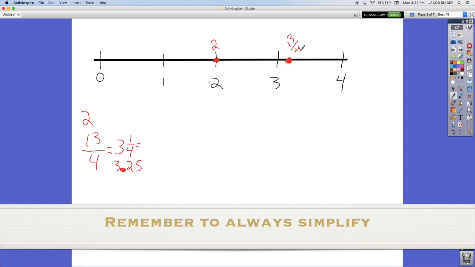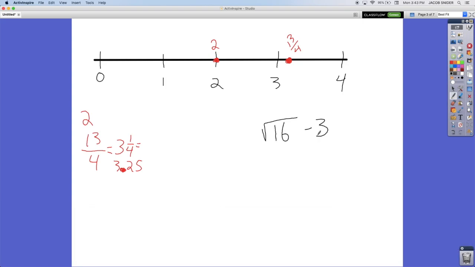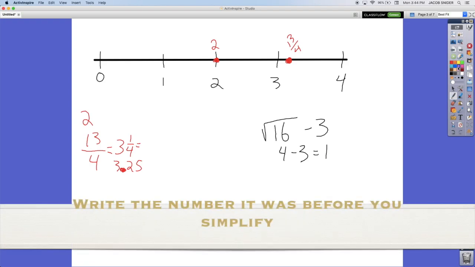Okay? Let's add another number here. Let's put another one on here. Okay? Let's put the square root of 16 minus 3. That's kind of an interesting problem if I take a look at it. But if I have 16 minus 3, so the square root of 16 would be 4. 4 minus 3 would equal 1. Okay? Now, as you notice that I'm doing this on the number line, I'm writing what it was before I simplified it. Okay? Square root of 16, not 13. Square root of 16 minus 1.